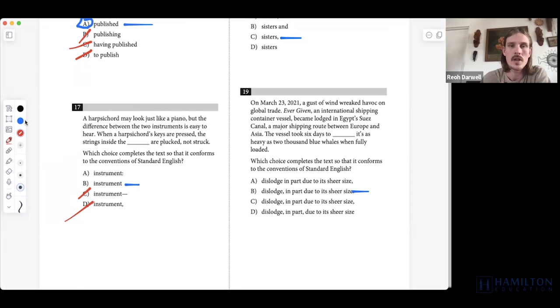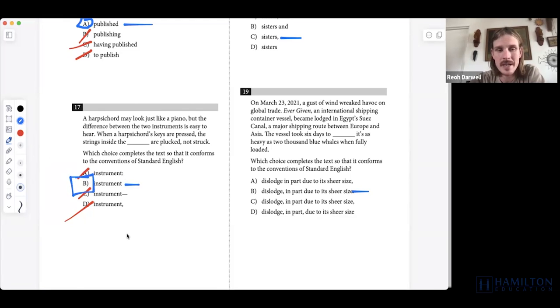With A, whenever we see a colon, everything that comes before that colon should be able to stand on its own as a sentence. And when we read this, when a harpsichord's keys are pressed, the strings inside the instrument, that is not resolved. Okay. So B is the only one that does the right thing here.